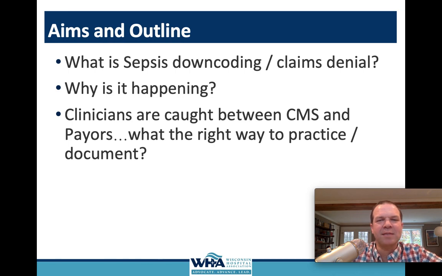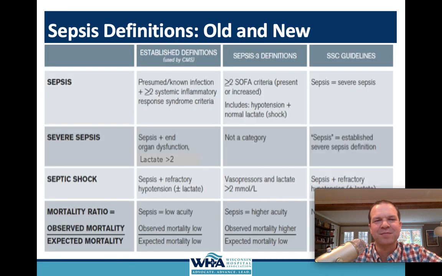We're going to talk about what sepsis downcoding and claims denial is, why it's happening, and what clinicians can do. We're caught in the middle of two worlds. CMS is telling us to do the sepsis score measure. The payers are telling us these patients aren't septic. We're not going to pay for it. What do you do on the floor with the patient in front of you?